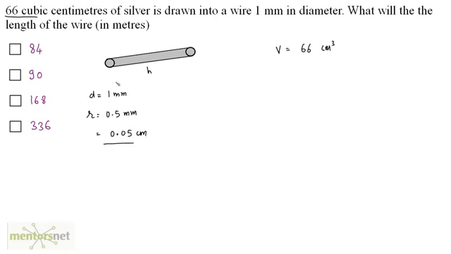So we have got the radius, we've got the volume, we can calculate the height. So what's the volume of a cylinder? Well, it is pi r square h, and that's 66. So 22 by 7 into radius, which is 0.05, times 0.05, times h. Well, h is what we have to find, is equal to 66.